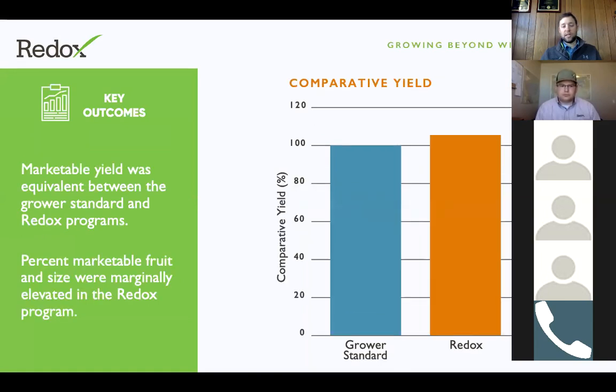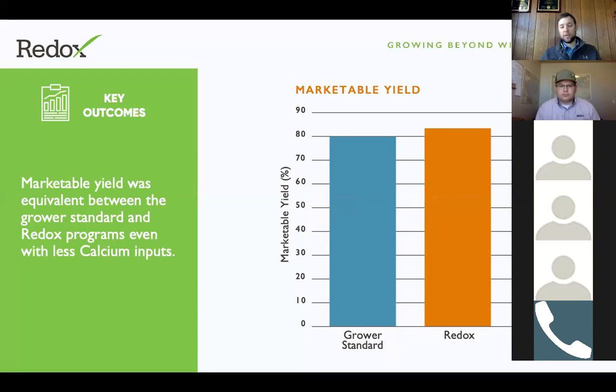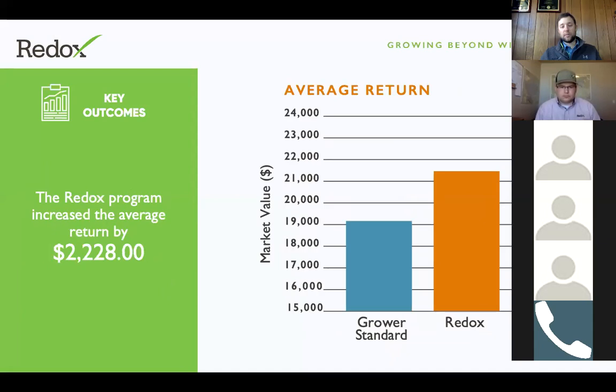What we saw at the end of the season, at the end of fresh pick season, was that we had similar comparative yields as well as marketable yields, which means we didn't have any higher cull rates or anything like that. But what we did see was a much higher average return to the grower.